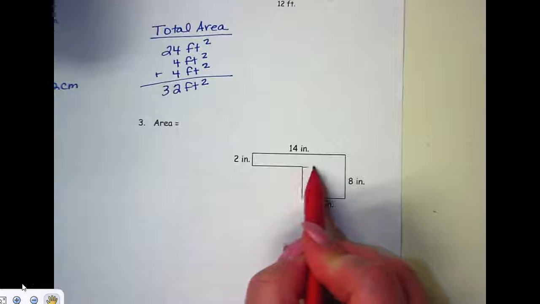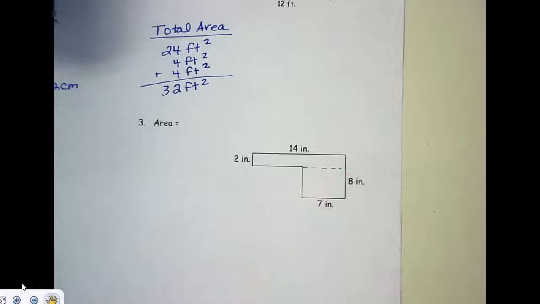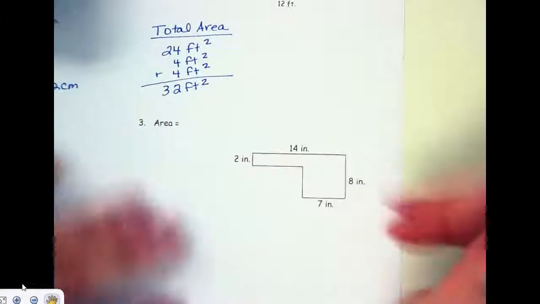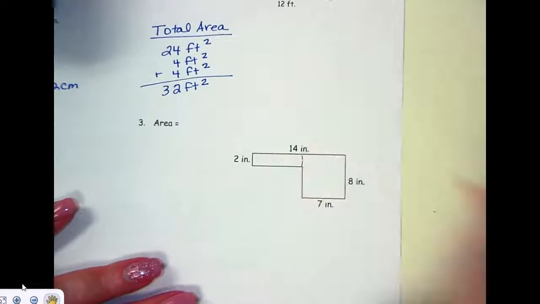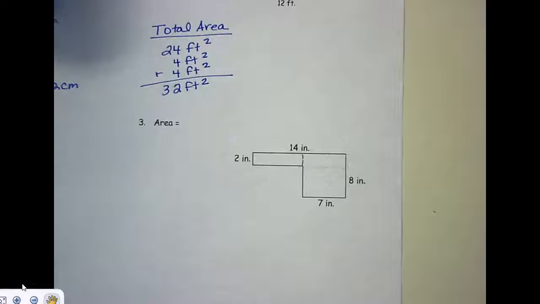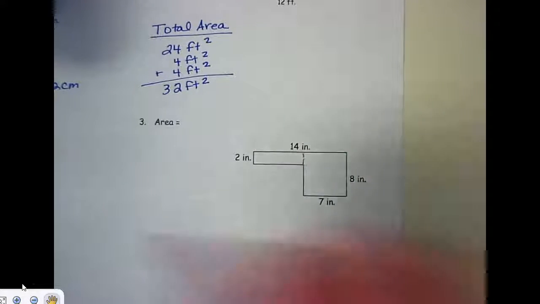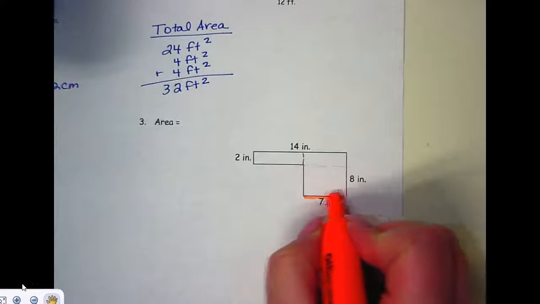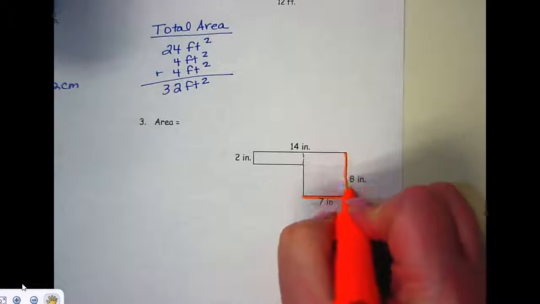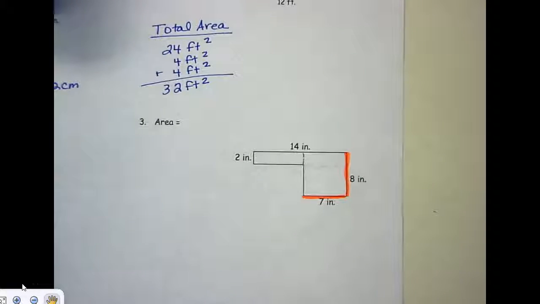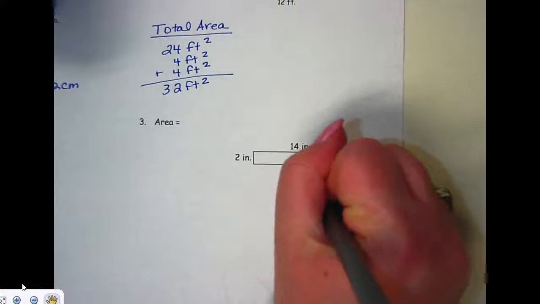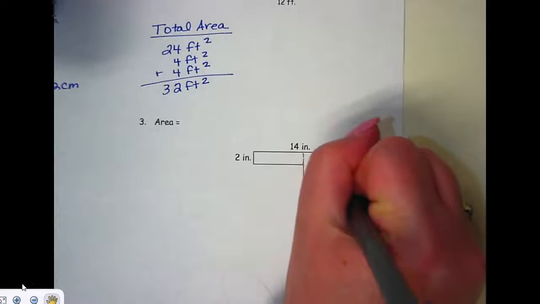So here, I can break them into two rectangles. Or I could break them here into two rectangles. Which way do you want to do it? This way? Okay. All right, so let's look at this first one because it's going to be easier. The base times the height. 7 times 8 is 56 inches squared.